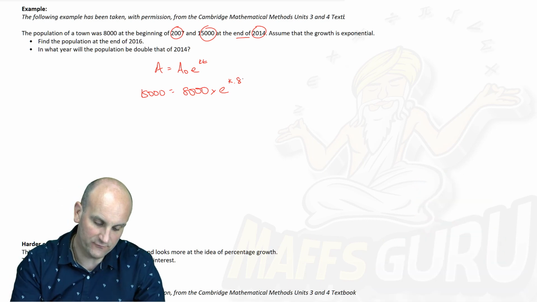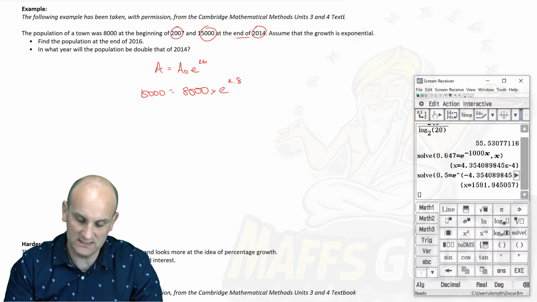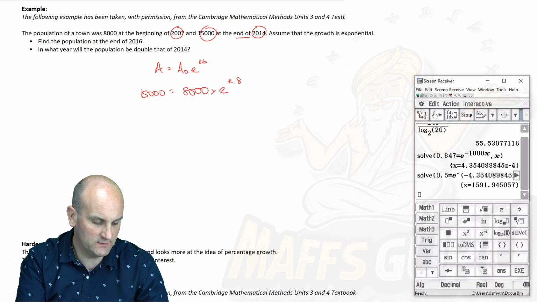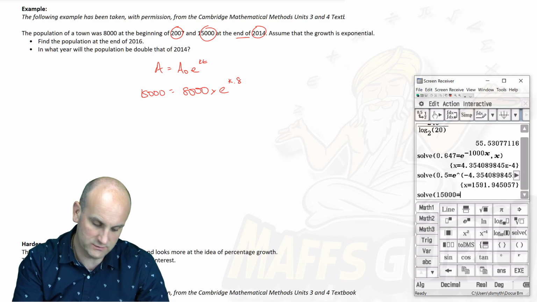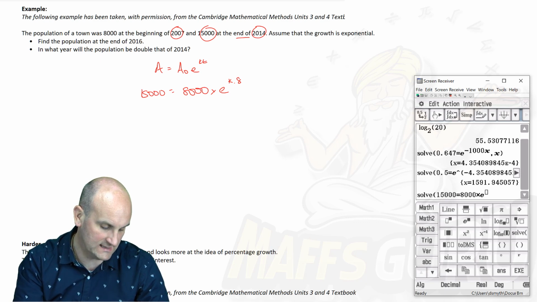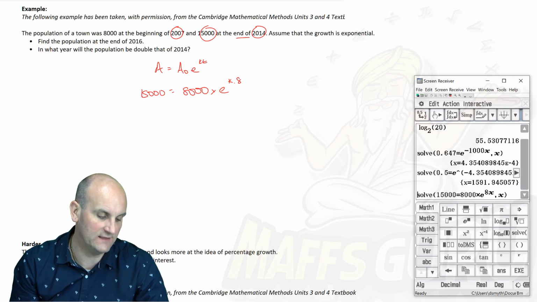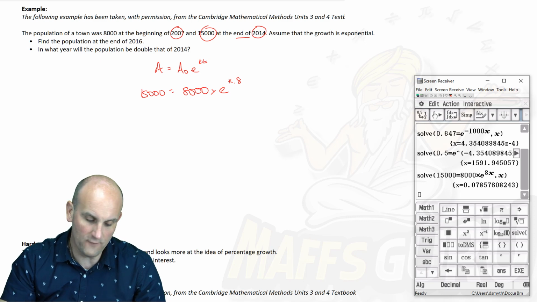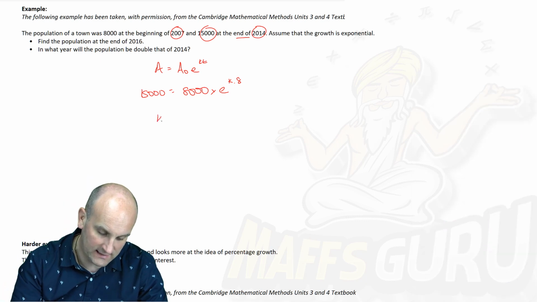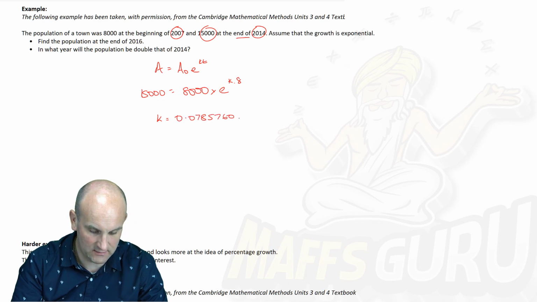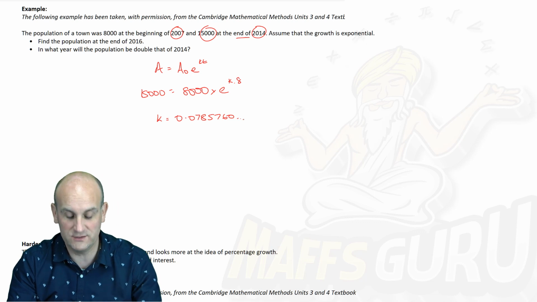Right, once again, I now want to find my value of k, so I'm going to fire up my trusty calculator. And I'm going to say, do me a favor, calculator, can you solve 15,123 is equal to 8,123 times e to the power of 8x, and we want you to do that, please, for x, and close my bracket. It gives me a value of k in this situation of 0.0785760, and so it goes on. And once again, don't round this. You don't need to. Your calculator will work this all out for you.